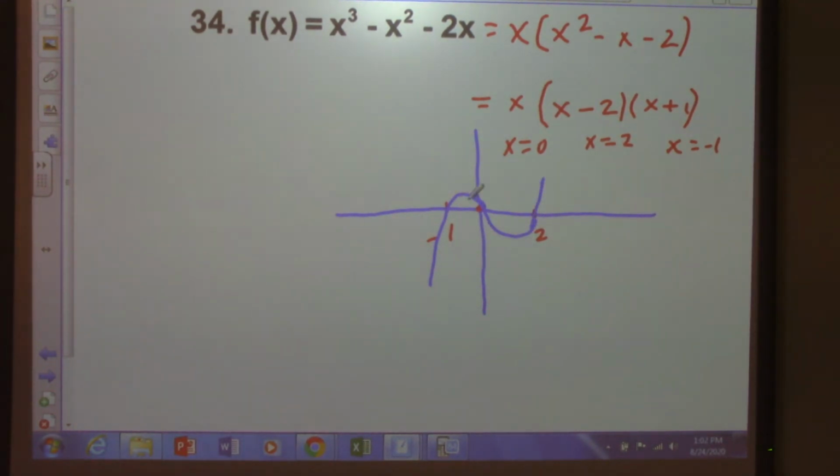But what can we not see, really? We can't see from this sketch where this is. So really a calculator is going to be very useful to us, right? So let's go to the calculator.